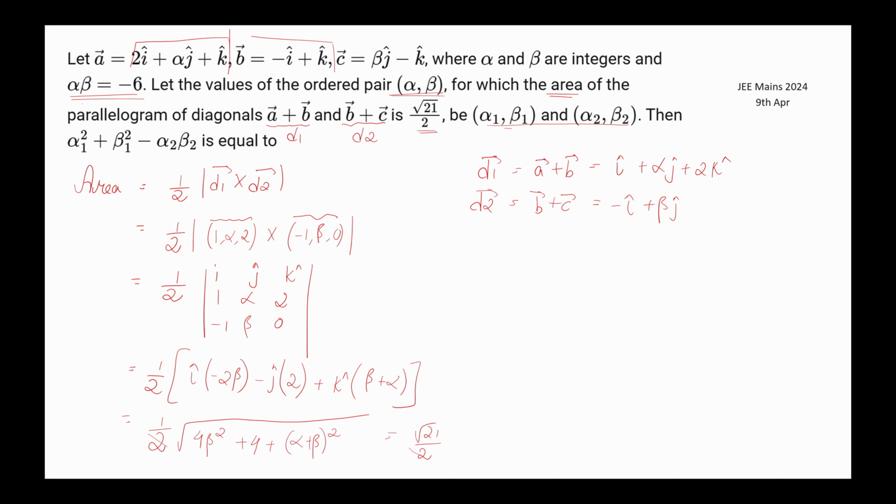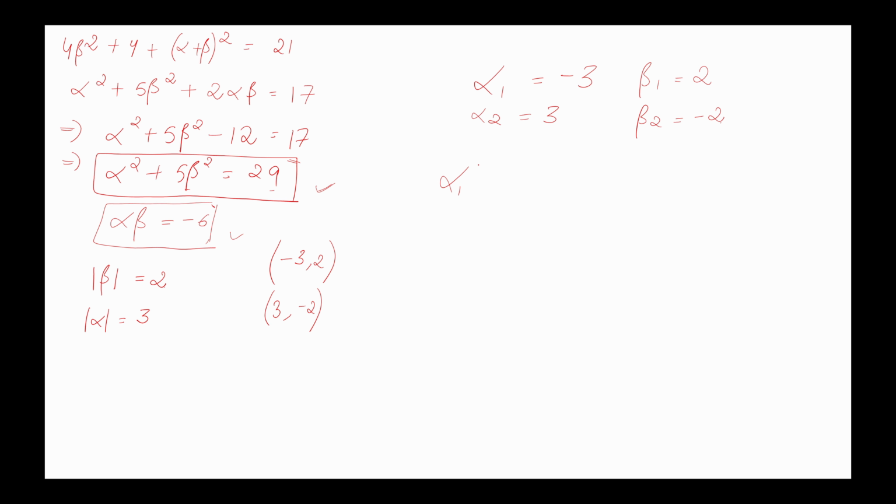Now let us find out whatever had been asked to us in the question. That asks us to find out alpha 1 square plus beta 1 square minus alpha 2 beta 2. So what would this become? This would be 9 plus 4 plus 6. So this turns out to be 19. This is our answer.